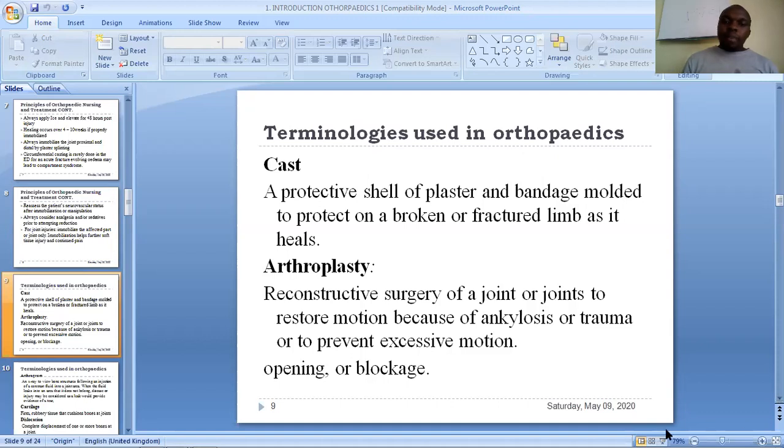The other terminology we have is arthroplasty. Arthroplasty means reconstructive surgery of a joint or joints to restore motion because of ankylosis or trauma, or to prevent excessive motion. So here we're simply referring to the reconstructive surgery of a joint. Of course, we know one of the reasons is to ensure that we restore motion. Someone is able to make movements the way they used to before the injury and surgery.